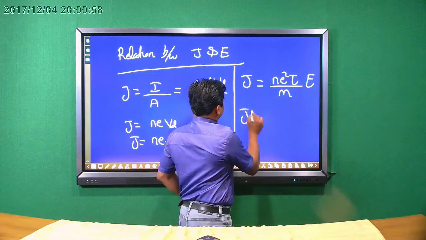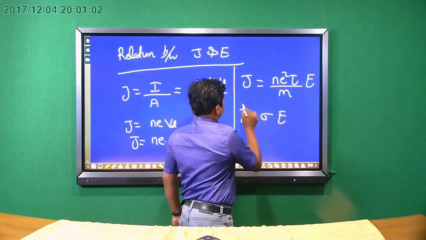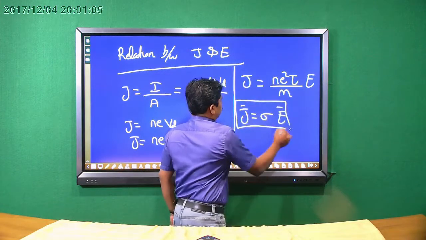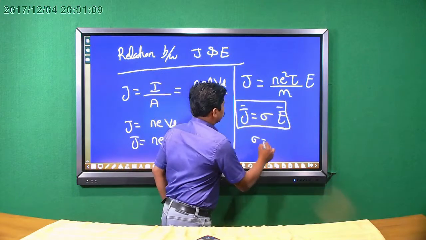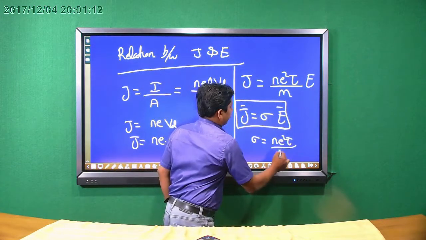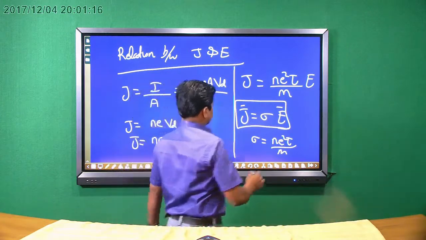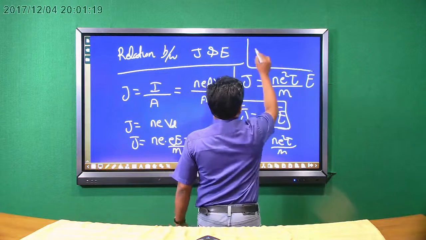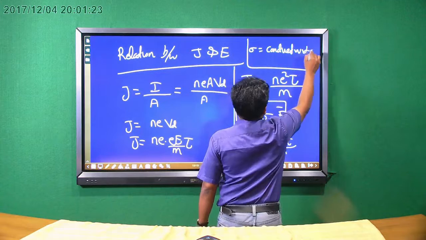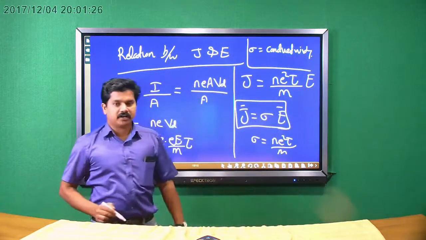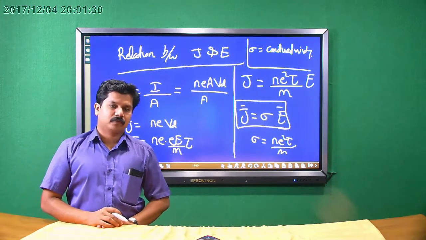So all these quantities are constant, and we can write J equals sigma E. This is a relation connecting current density and electric field, where sigma equals n e square tau by m. It is called the conductivity of the conductor. Sigma equals conductivity, sigma equals n e square tau by m, that is called the conductivity of the conductor.